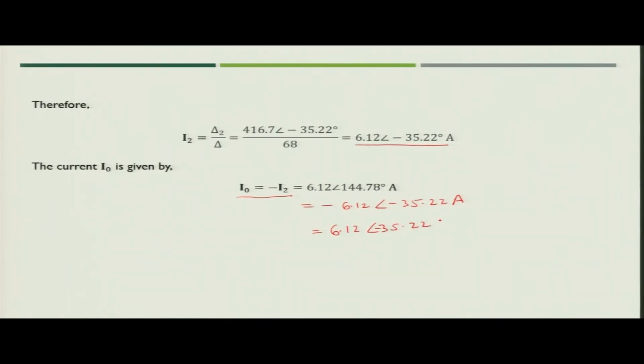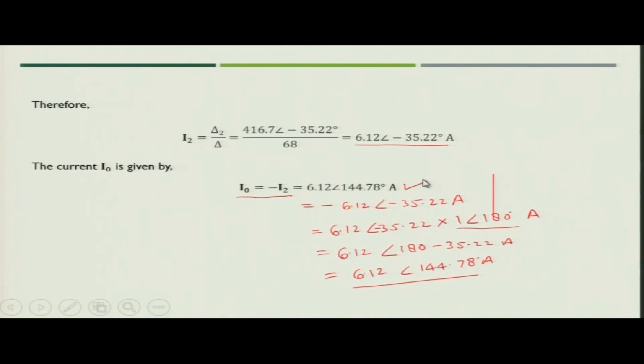Now, since the negative sign which you see in the expression, you can simply replace it with 1 angle 180 degree. Minus is nothing but minus 1 multiplied by this current expression, and minus 1 you can simply write as 1 angle 180 degree. So, when you simplify, you can write 6.12 angle 180 degree minus 35.22 ampere, that is equal to 6.12 angle 144.78 degree ampere. This is how we get the value of current I naught.